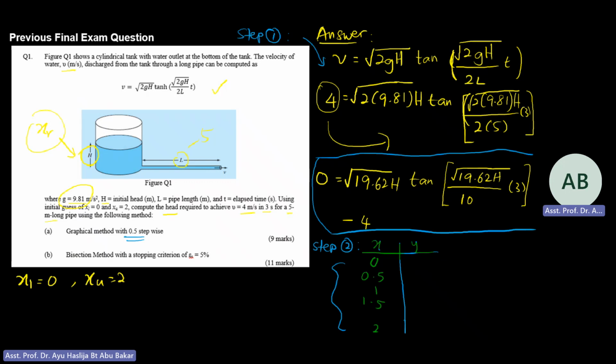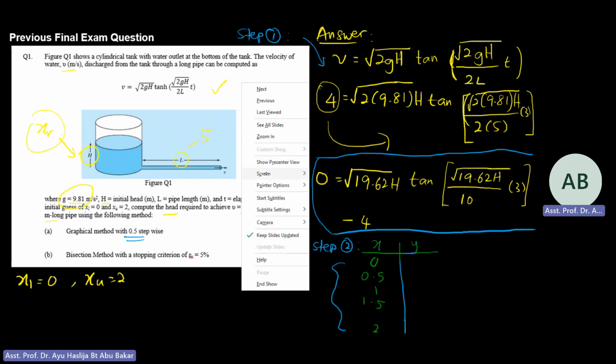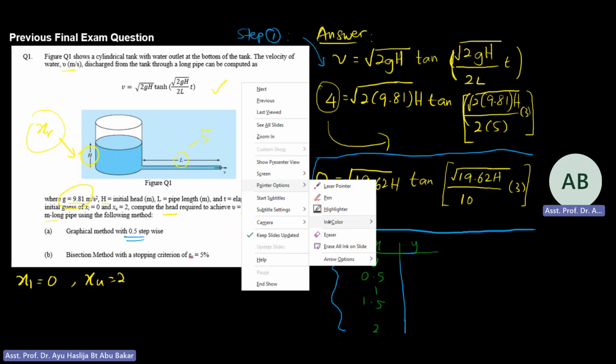Okay, if using tan, can you get the change of the sign or not? No. All positive or all negative? All negative value. Similar. No change of sign, right? Okay. So that's why it is important for you to use the correct mode.